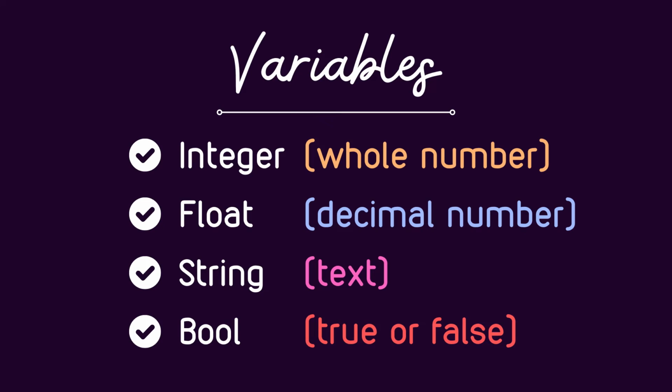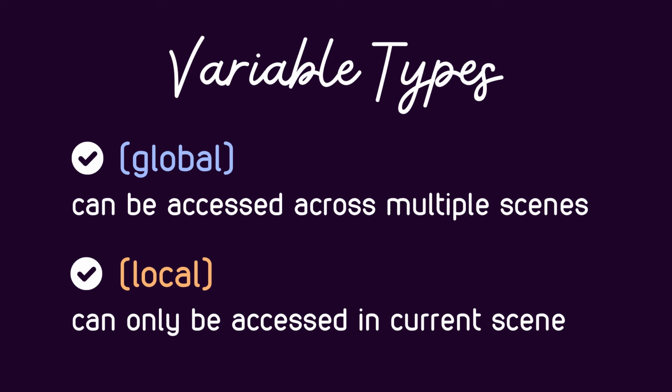Now we need a couple of variables that will let us reference this parameter that we made. Variables come in 4 basic types. We have integers, strings, bools, and floats. Integers are whole numbers, floats are decimal numbers, strings are text values, and bools are true or false statements.